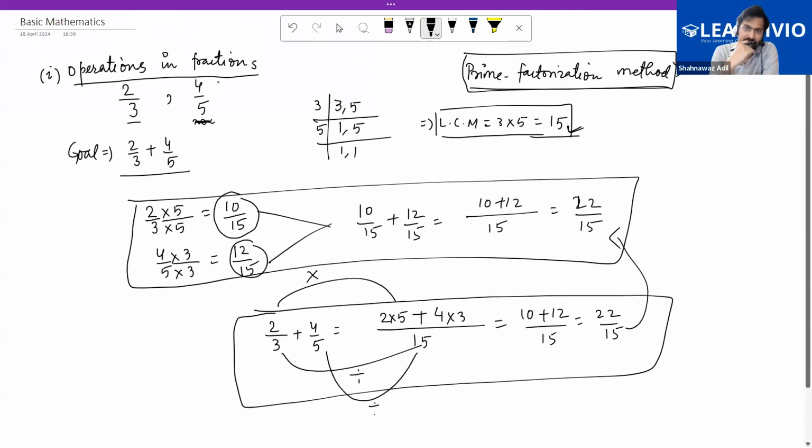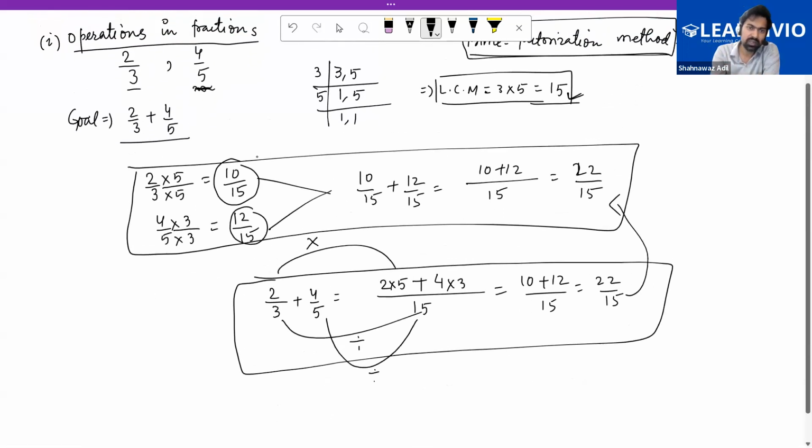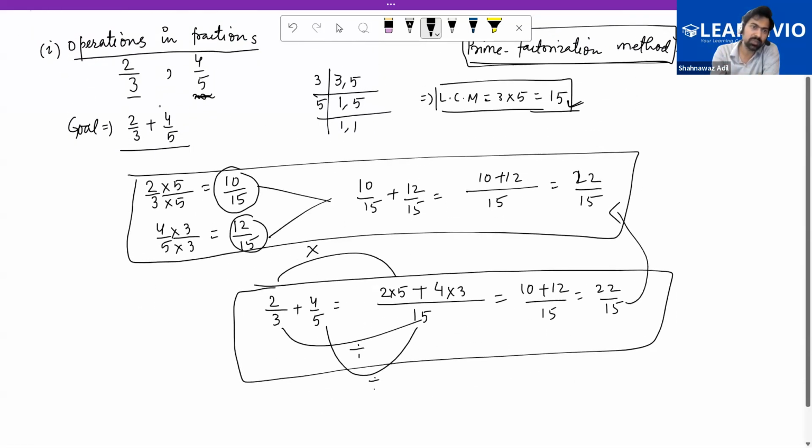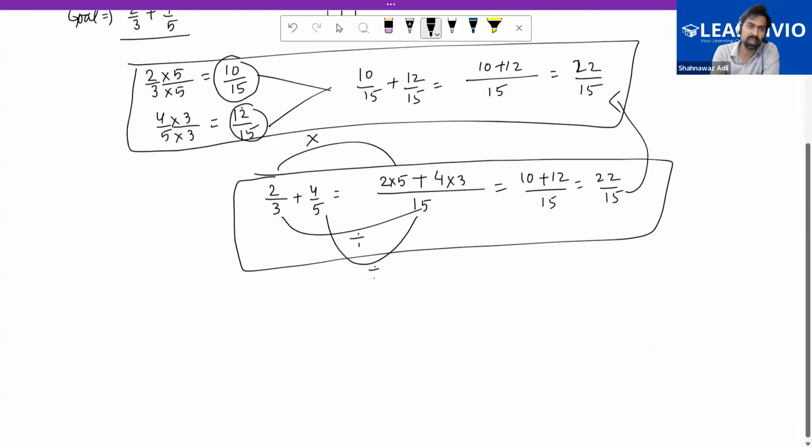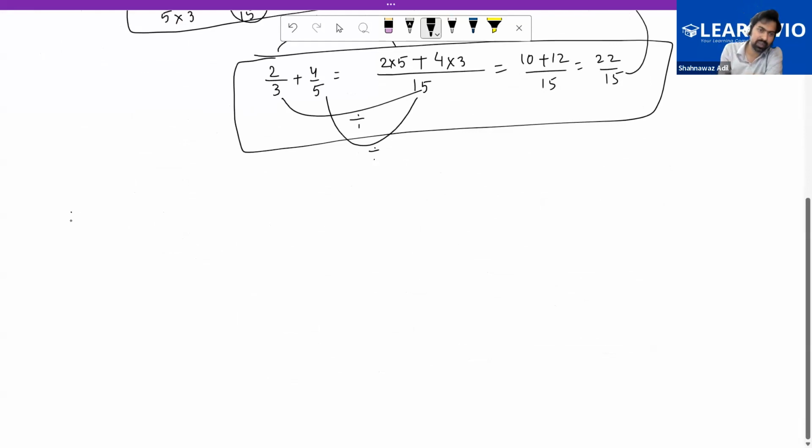Yeah, so let me give you a very simple question. Can you guys tell me what would be the subtraction of these two fractions? Please find out this subtraction. And then I will complicate this question, right?